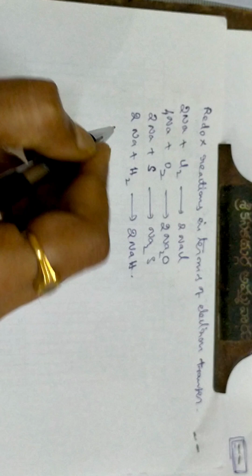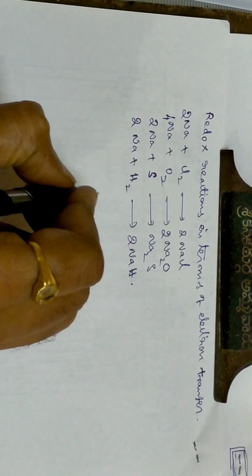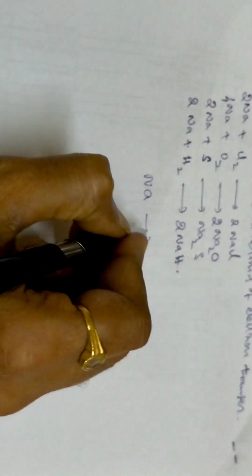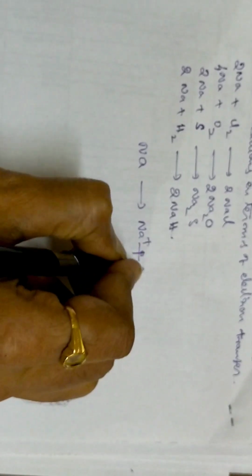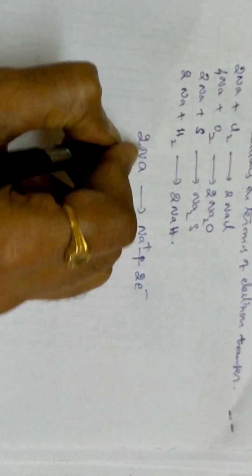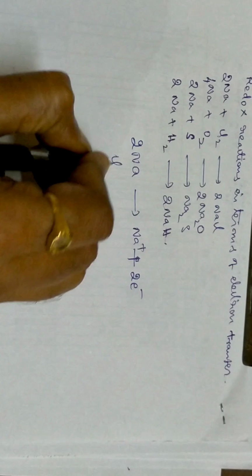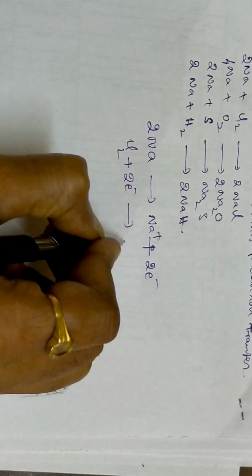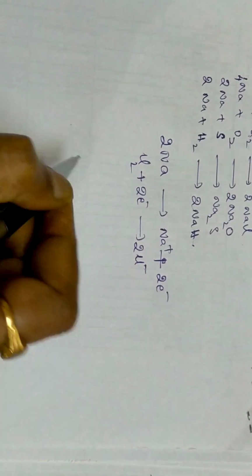Now the first reaction I am taking is sodium plus chlorine equals sodium chloride. I will write it in the two half cells way. Sodium gives Na+ plus 1 electron; 2 Na gives 2 Na+ plus 2 electrons, sodium is giving 1 electron each. This is one half cell. Another one, chlorine: chlorine takes the 2 electrons and gives 2 chloride.